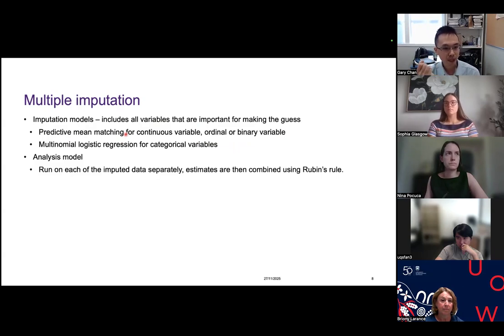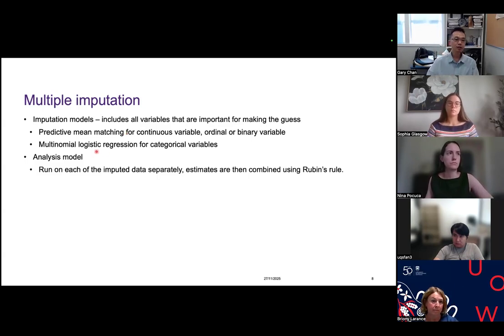Predictive mean matching is a very useful technique for making the educated guess for continuous, ordinal, and binary variables. In non-technical terms, it can pick up some nonlinear relationships as well. However, for categorical variables, you use multinomial logistic regression.